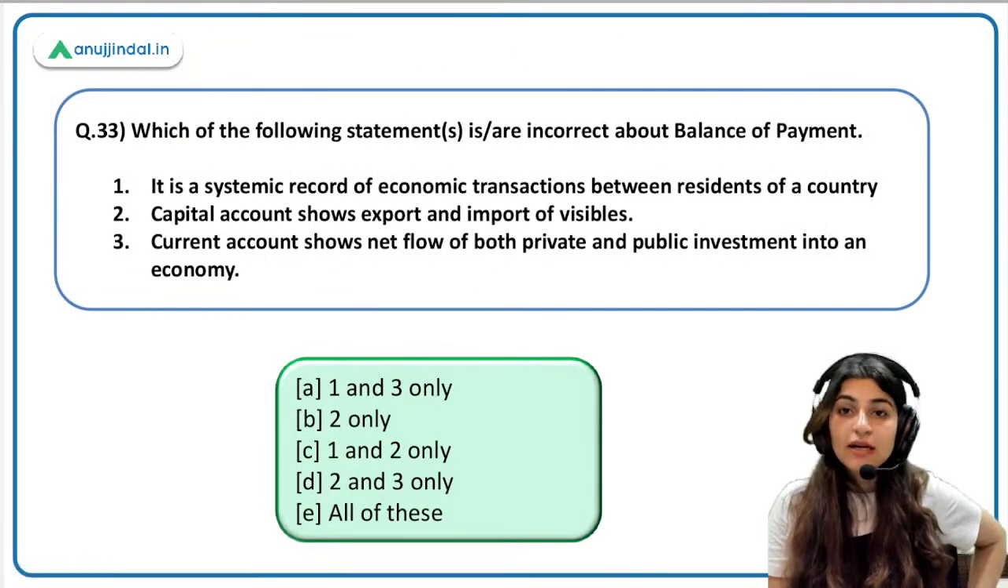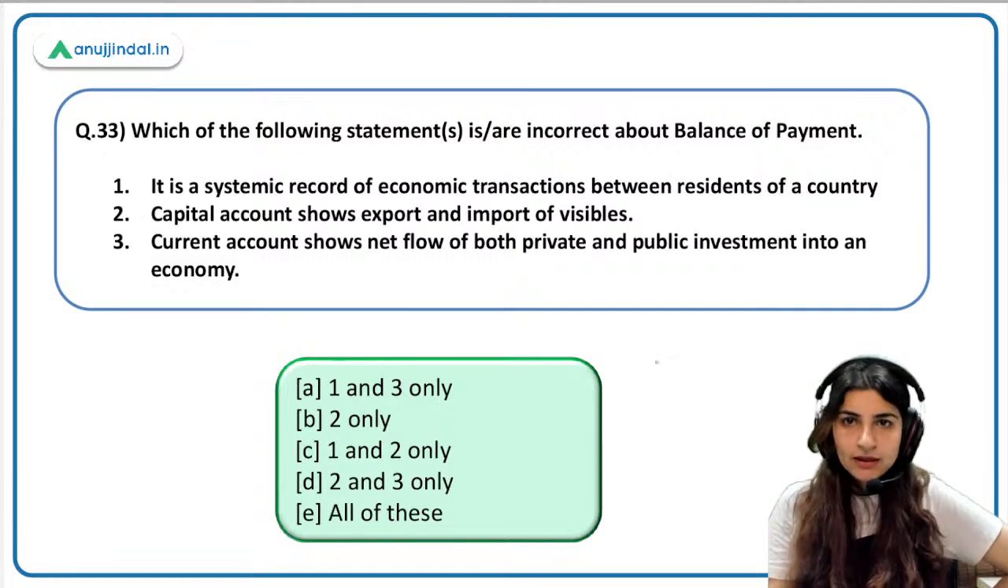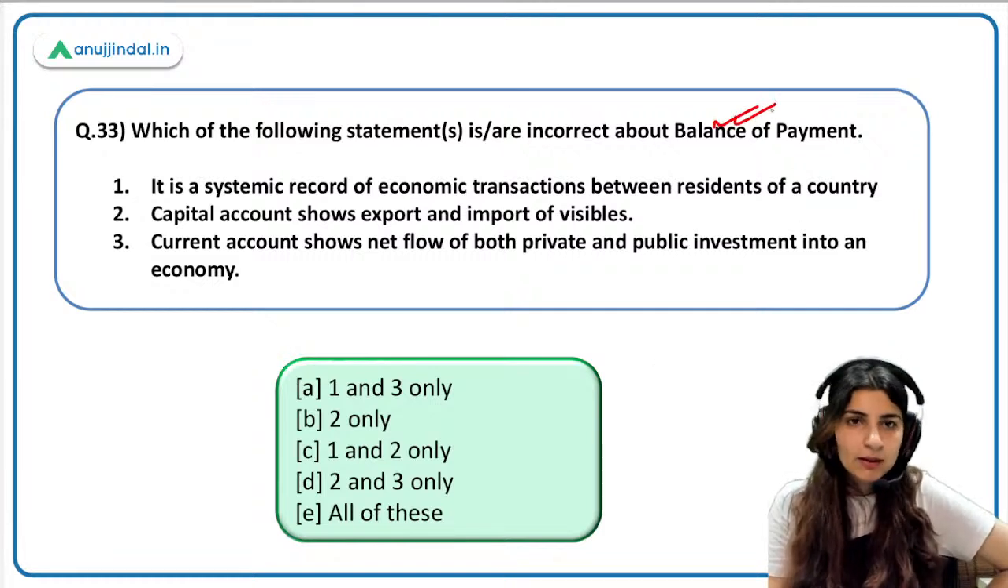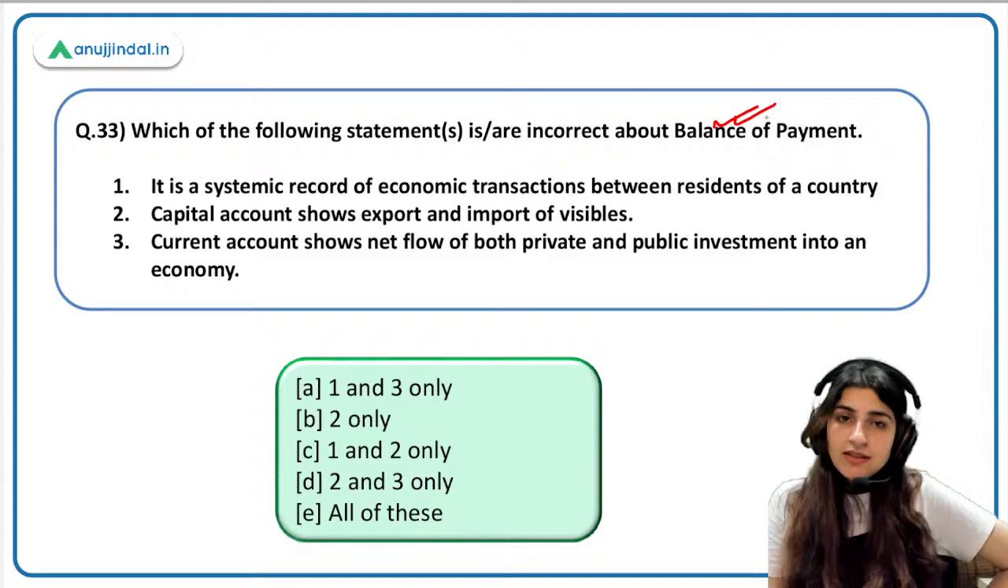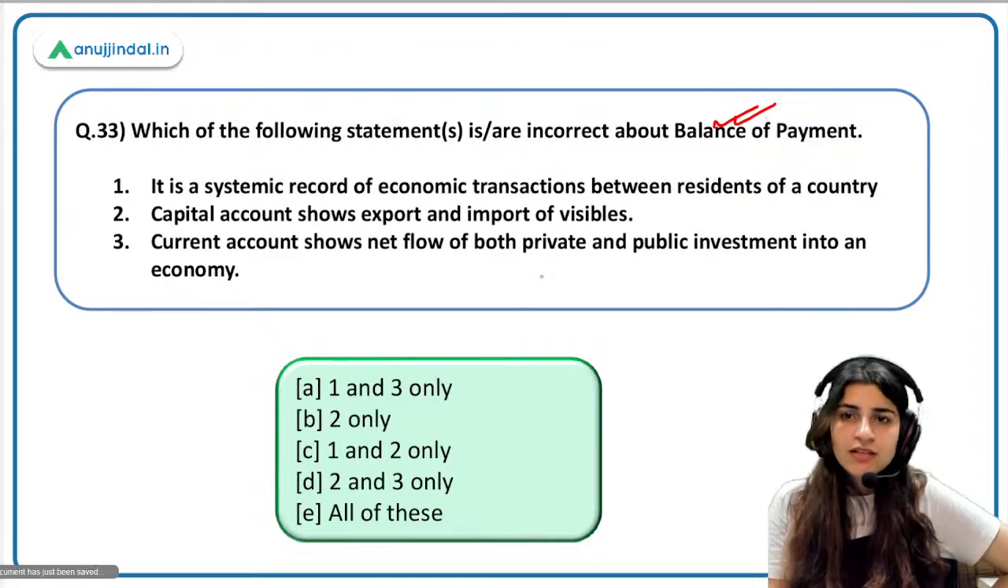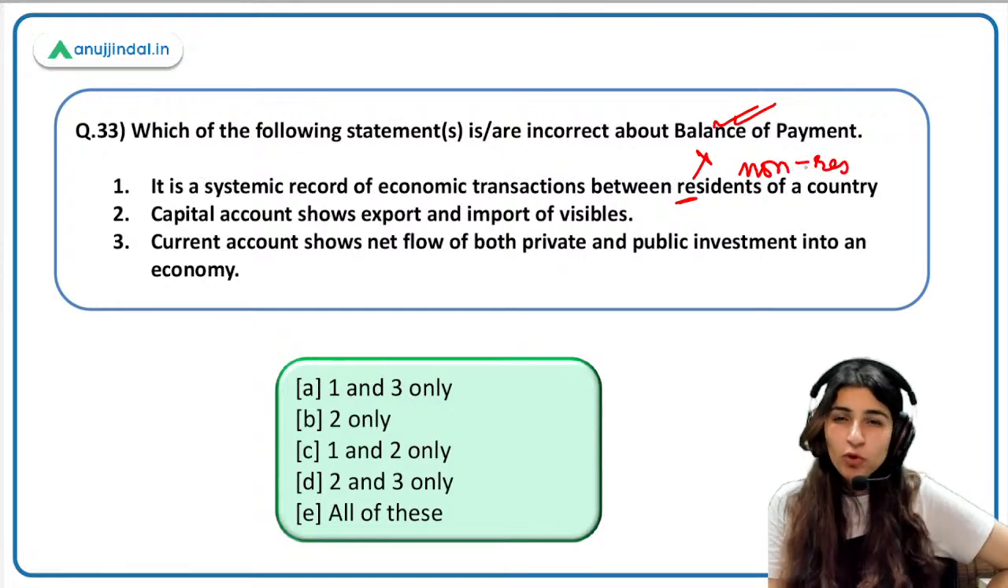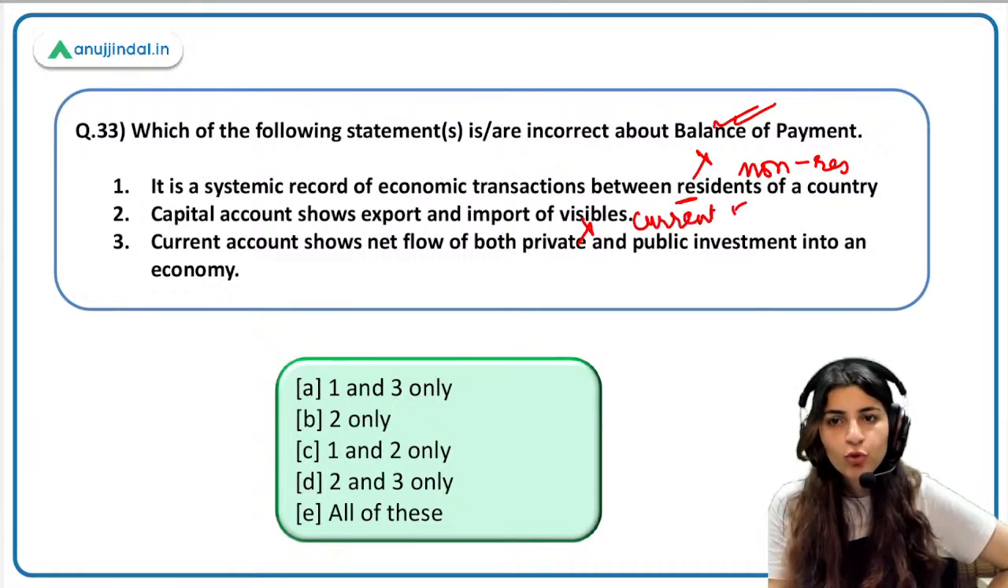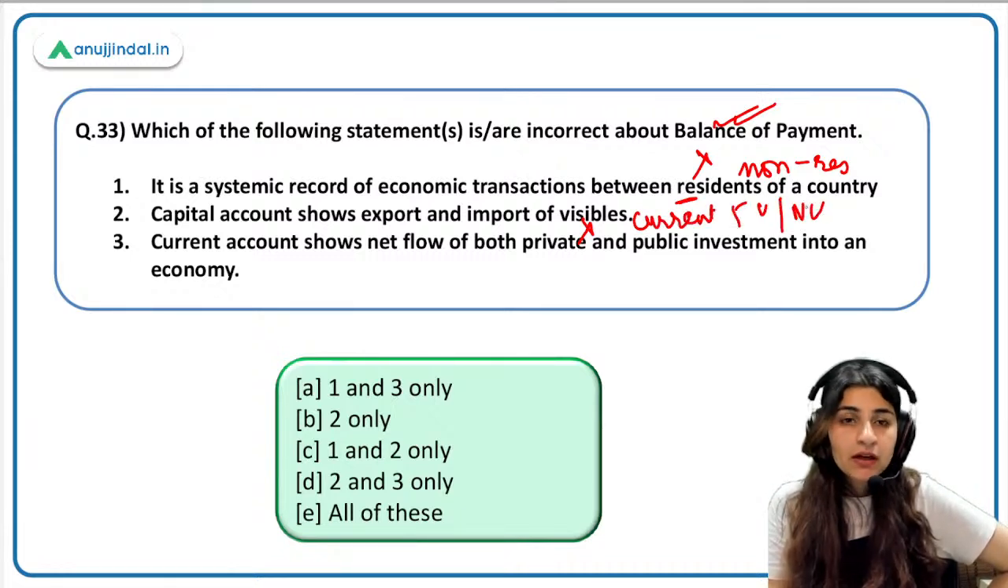Which of the following statements are incorrect about balance of payment? Very good question, balance of payment is very easy. It is a systemic record of economic transactions between residents of a country. No, non-residents and residents. Capital account shows export import of visibles. It is actually the current account that shows export and import of visible and non-visible.